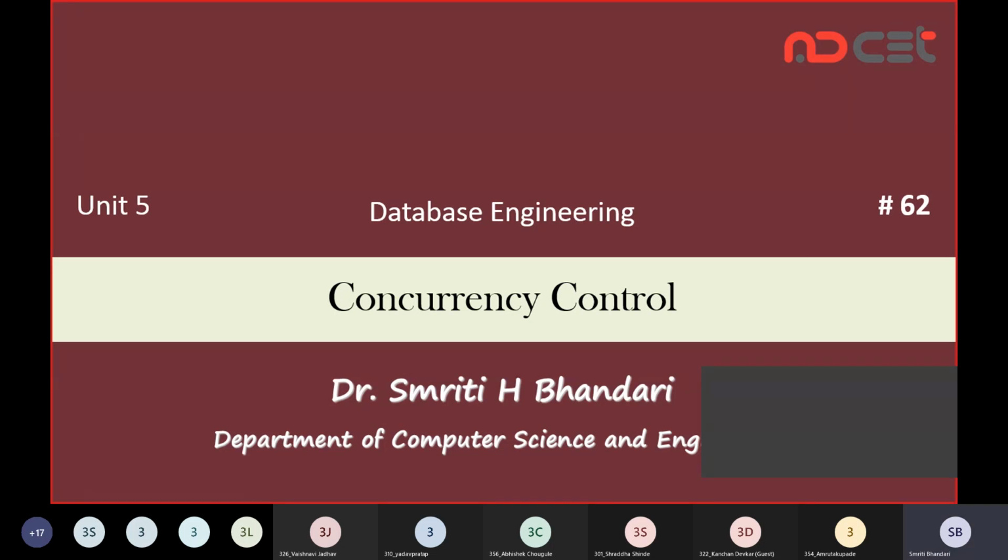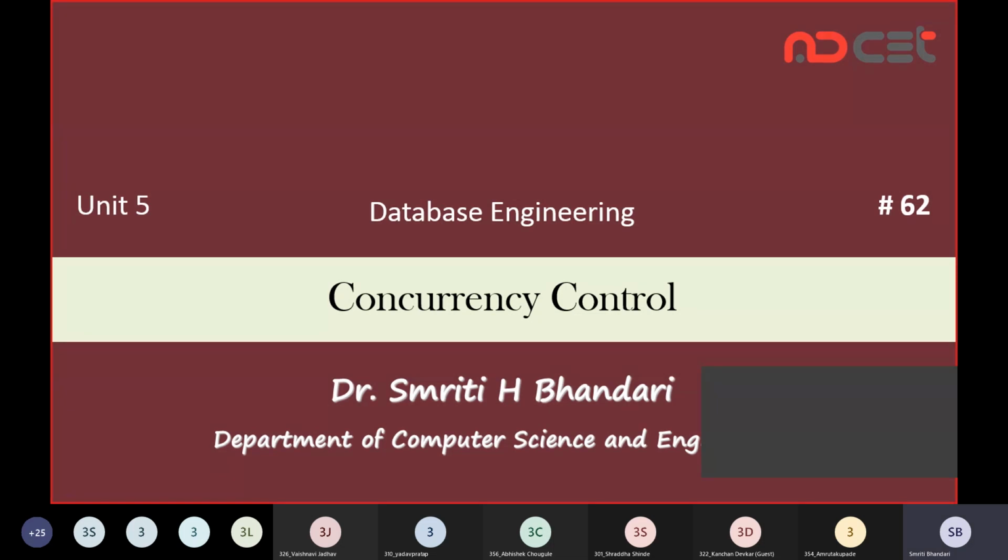In the last session, we had a discussion about the concept of transactions. We have seen what we mean by transaction. We have gone through the important properties of the transaction, and those are known as ACID properties. So every transaction in the system must satisfy these properties. A stands for atomicity, C stands for consistency, I stands for isolation, and D stands for durability.